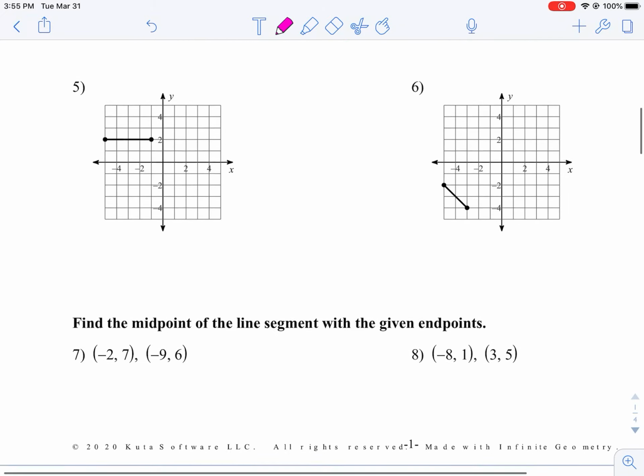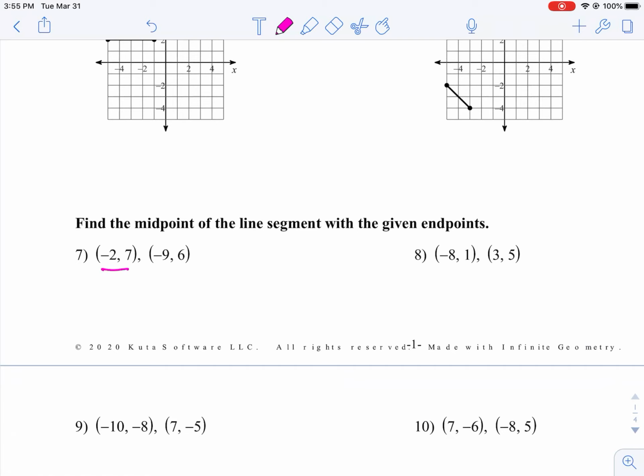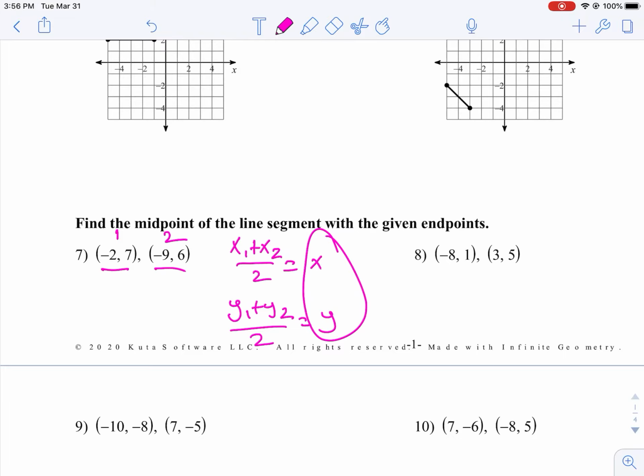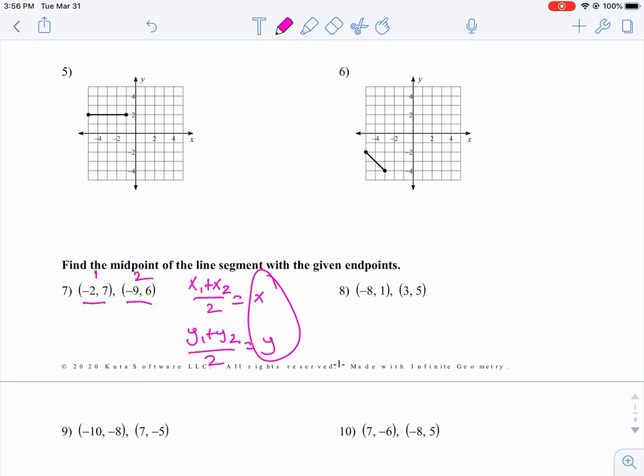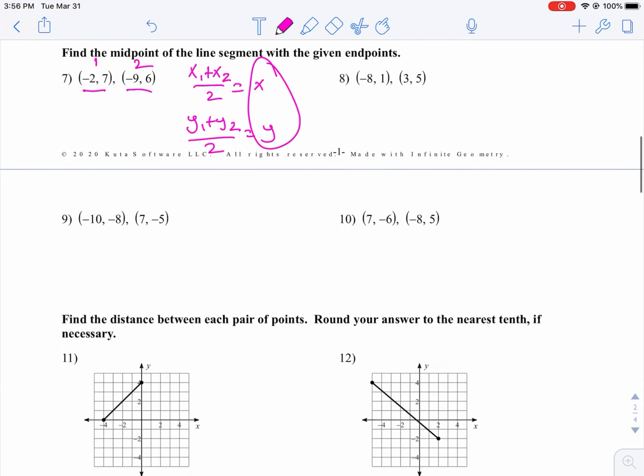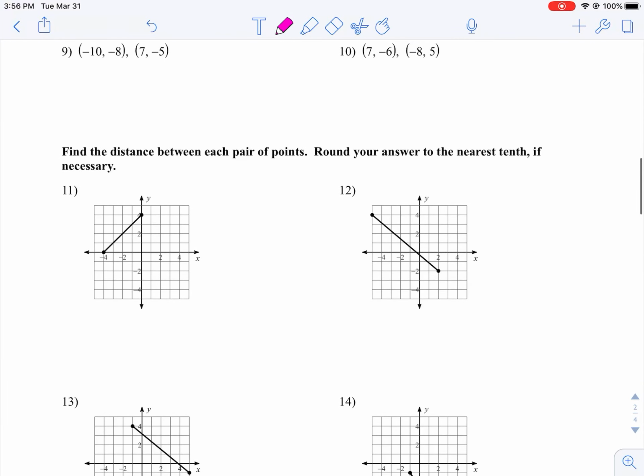The only difference is there's a couple problems where they give you the points, and these are like in our notes, okay? Just call this point 1, point 2, and then take x1 plus x2 over 2 to get that new x point, and take the y1 plus y2 over 2 to get the new y point, and those are the coordinates of your midpoint, okay? So you're going to either get it on a graph or you're going to get it with coordinates. It's pretty simple.